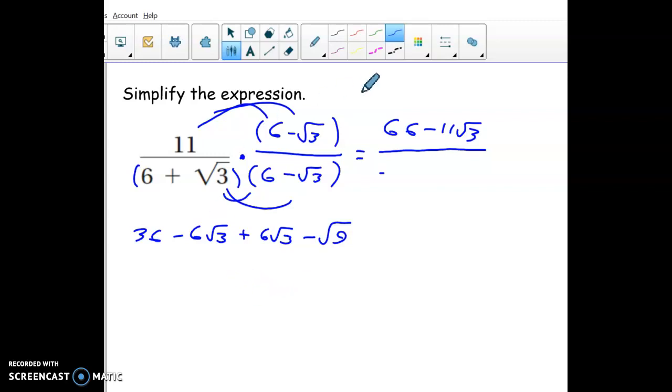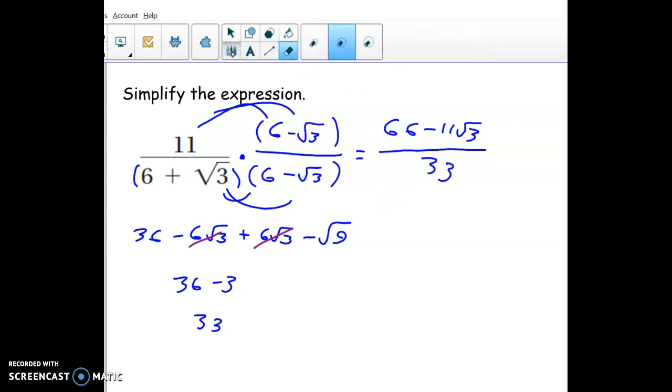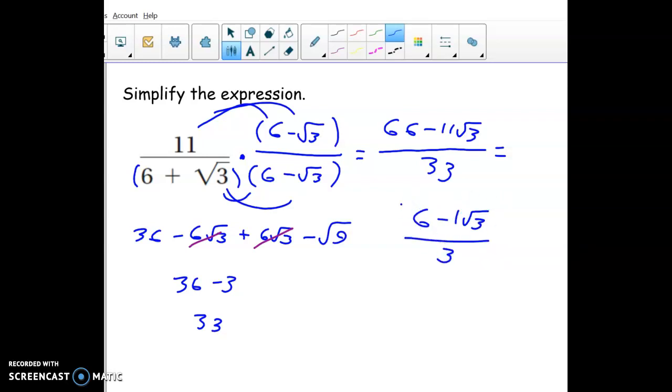All right, so with conjugates, the magical part is those middle things cancel out. And then we're just left with 36 minus 3, square root of 9 is 3, so we get 33 as our denominator. Right, and if you get there, that's pretty good. Please know that all of these parts are divisible by 11, so you could clean it up to 6 minus root 3 over 3, which would be a little bit simpler of an answer.